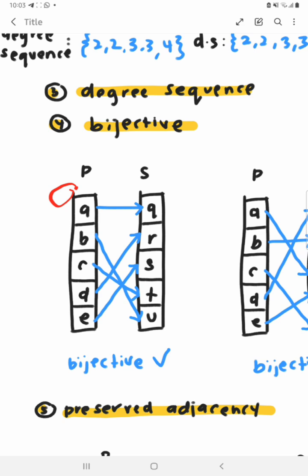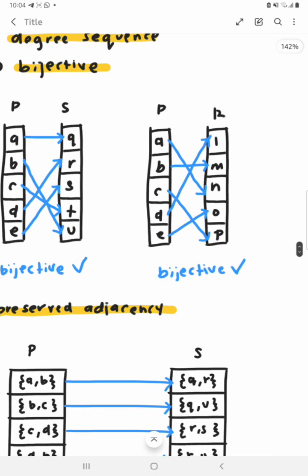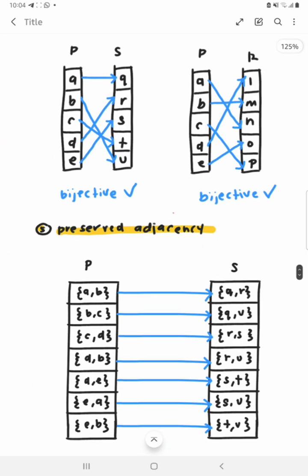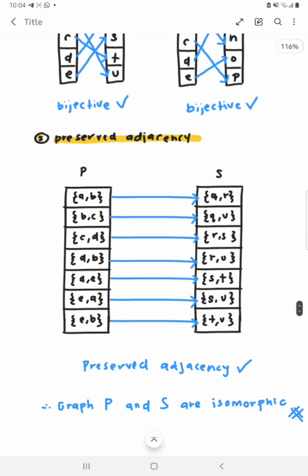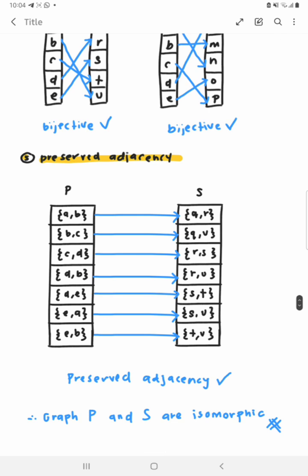Every element in P has a match for every element of S. Okay, you have to do all the graphs, P, S and R. Okay, and then the conclusion, don't forget the conclusion. The conclusion is graphs P, R and S are bijective. Okay, the last one is preserved adjacency. What is preserved adjacency?